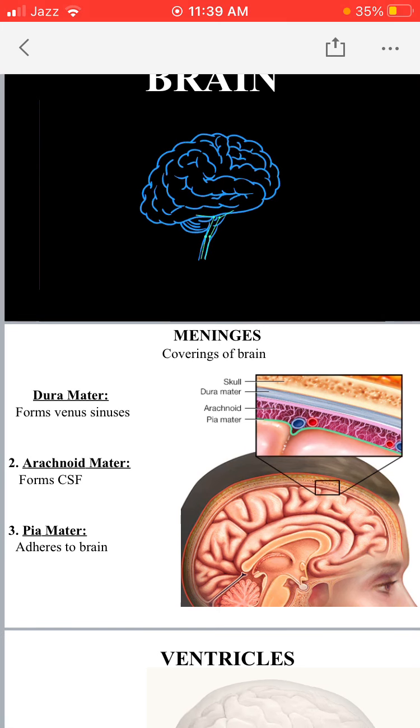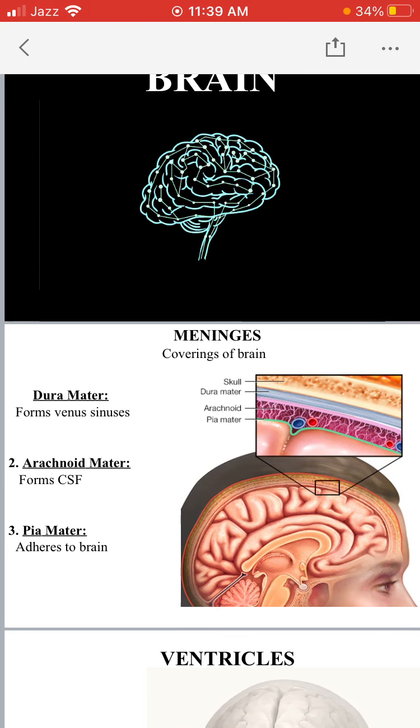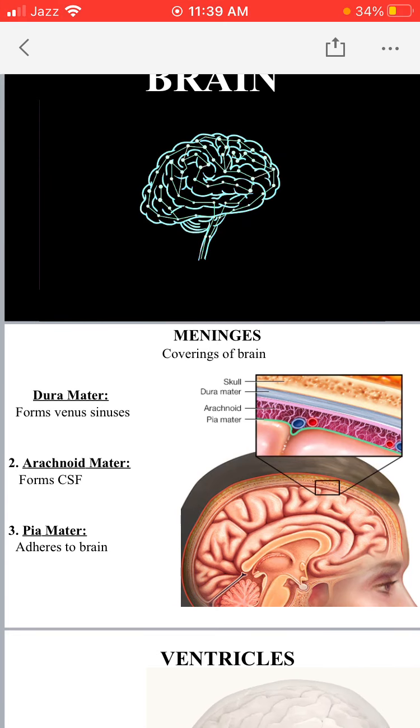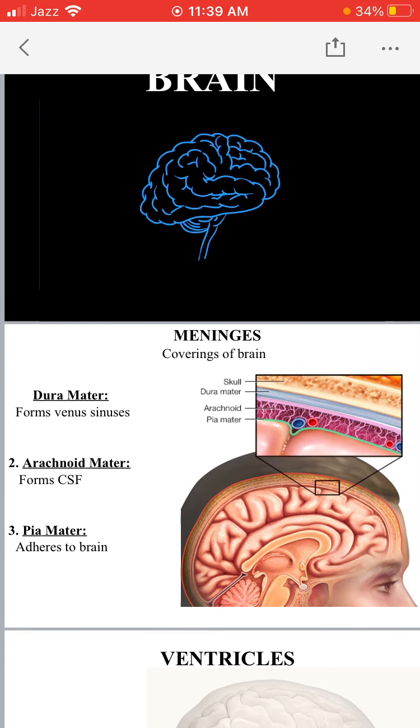First one is the dura mater. In this diagram you can see that the outermost layer of meninges is the dura mater, and it forms the venous sinuses. Second layer is called arachnoid mater, and arachnoid mater here forms the CSF, that is cerebrospinal fluid, and the innermost layer is called pia mater, and pia mater is adhered to the brain.